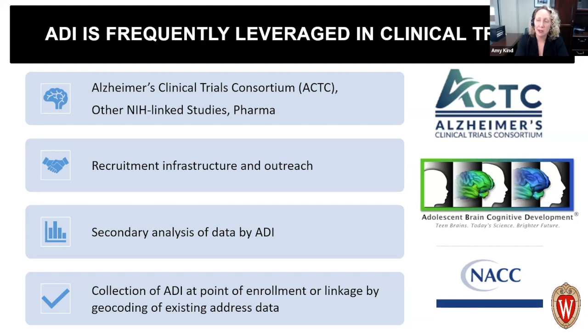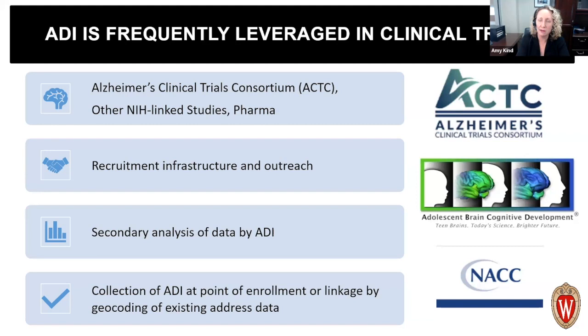As an example of this, the Alzheimer's Clinical Trials Consortium, which is one of the big clinical trials consortiums that is funded by NIH, but used by pharma quite a bit, characterizes its participants by ADI and uses the ADI for a whole host of reasons. Additionally, the Adolescent Brain Cognitive Development Study, the National Alzheimer's Coordinating Center, and I could go on and on, listing the number of brain health targeted infrastructures that now are characterizing their population by ADI.